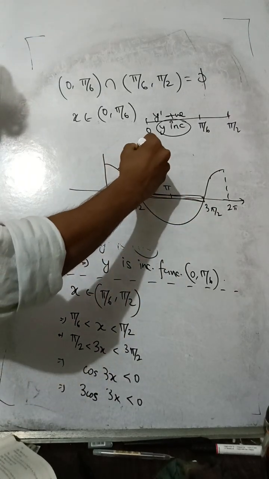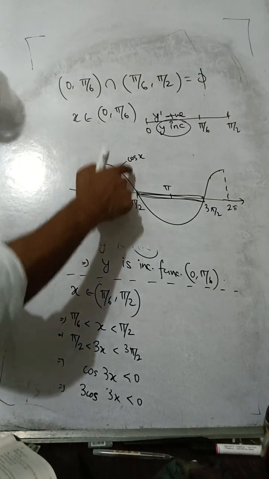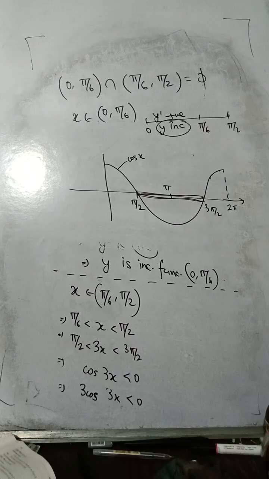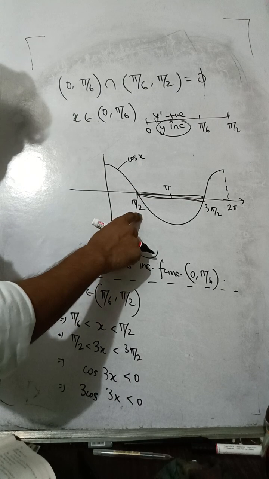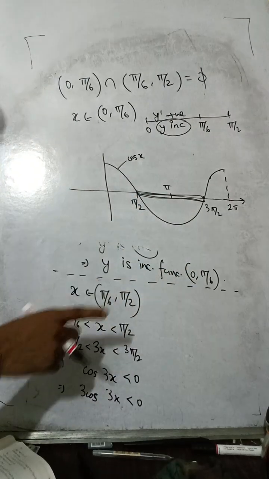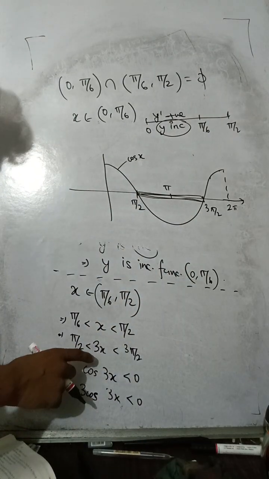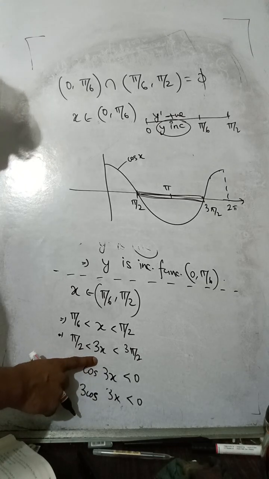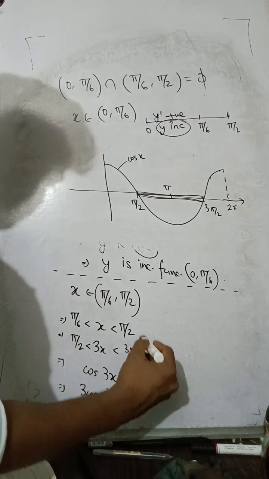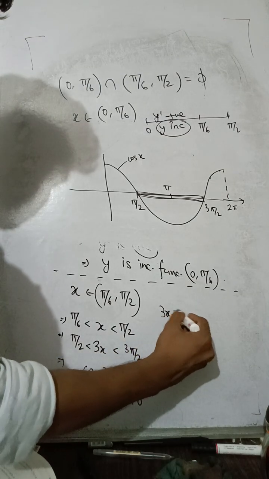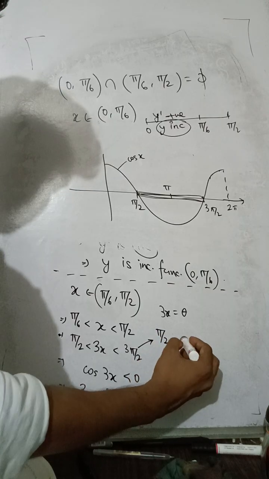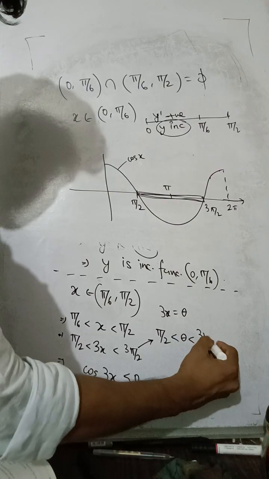This is the graph of cosine x. We can see that whenever x is between these two points, pi by 2 and 3 pi by 2, cosine x is always negative. So if our angle, this 3x, is a problem, you can say that 3x is equal to theta. It will make things easier. So we can write this as between pi by 2 and 3 pi by 2.